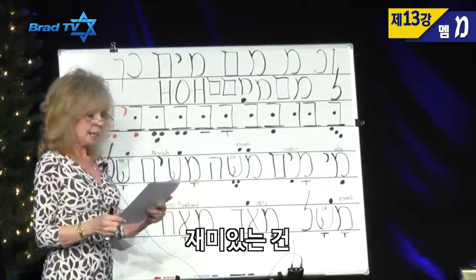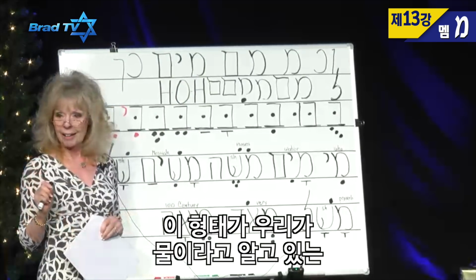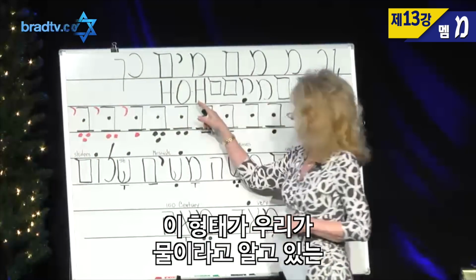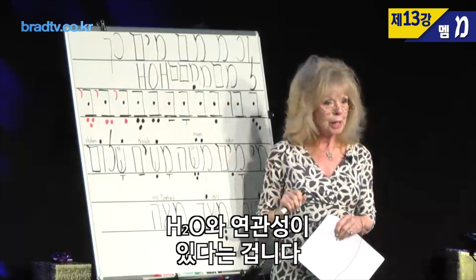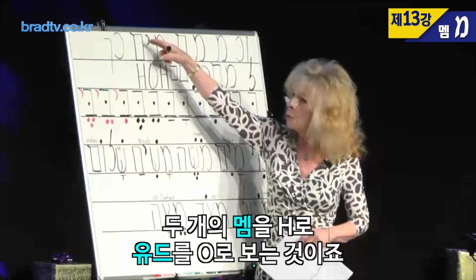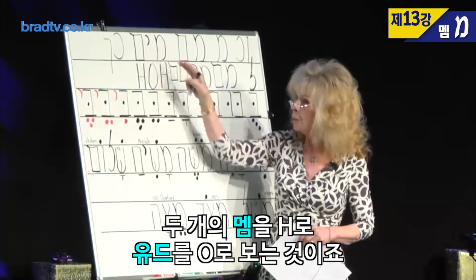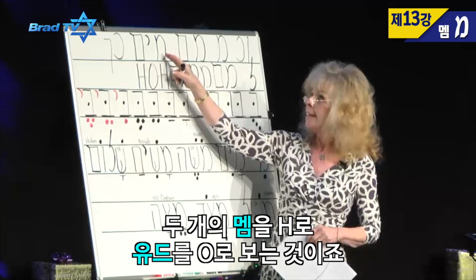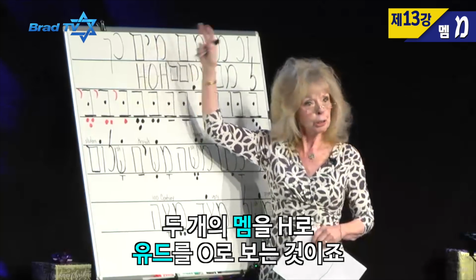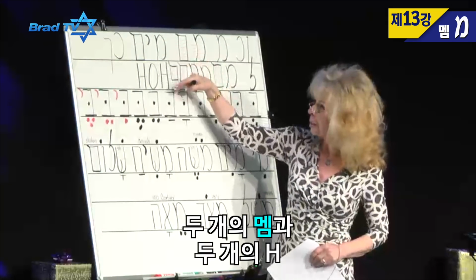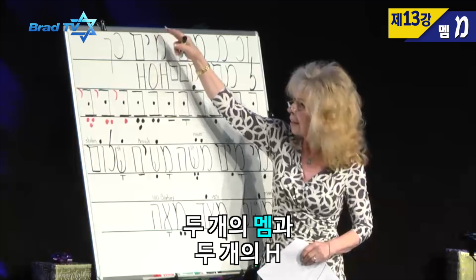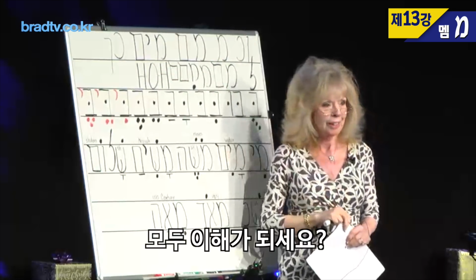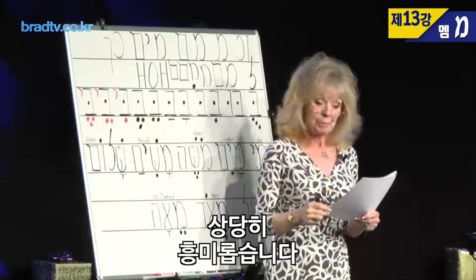And the fun thing to know about that is that it's a little bit connected with the H2O that we think of as water, because there are two mems and a yud. Water is H2O. Mayim is M2 yud. Okay? Two M's, two mems, two H's, and one yud, and one oxygen, or O. Everybody see that connection? It's pretty cool.